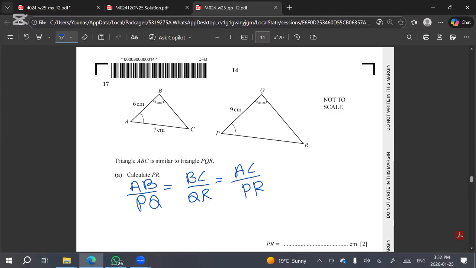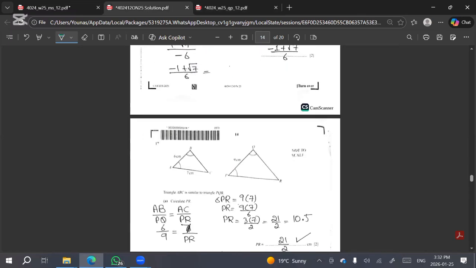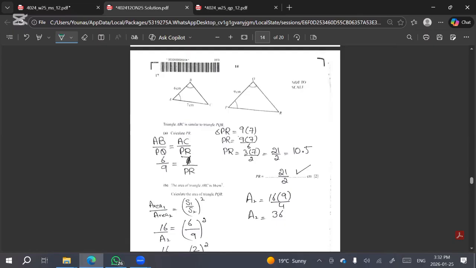So basically, they are asking you to find out the value of the PR. This is what they are asking you to find out. Okay. So I will simply put the values and I will be able to do this. Okay. This is a question on the similarity. So here we have.